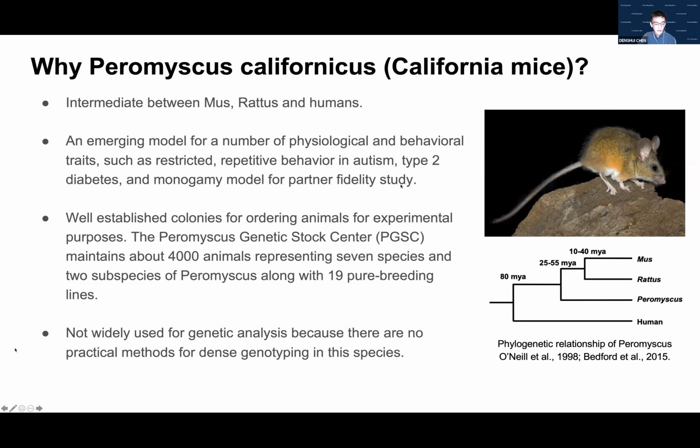Second, it is an emerging model for a number of psychological and behavior traits. For example, it is widely used for behavior studies, especially in autism. It is also a really good model for type 2 diabetes, because they are monogamous, and it's also a really good model for partner fertility studies.